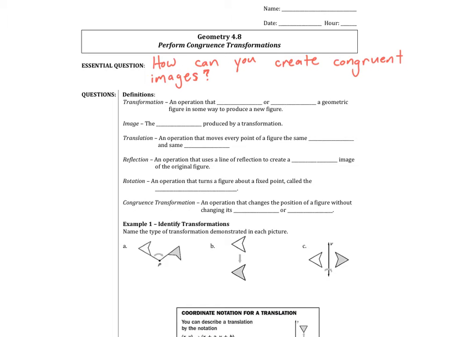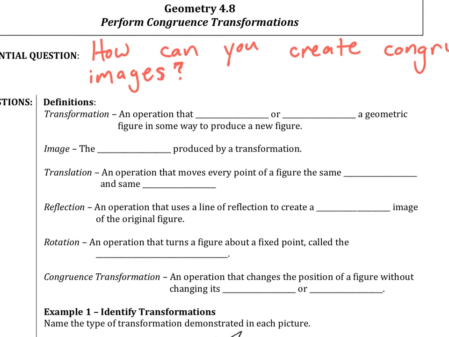Definitions. A transformation is an operation that moves or changes a geometric figure in some way to produce a new figure. An image is the new figure, a new figure produced by a transformation. So there's a pre-image and then an image. The image is the new figure.